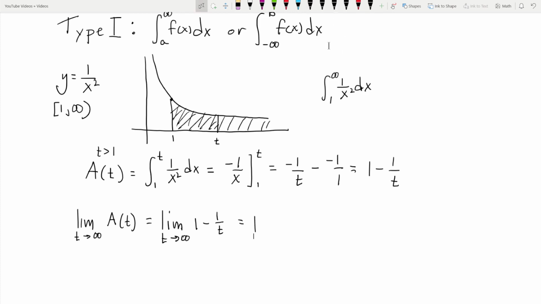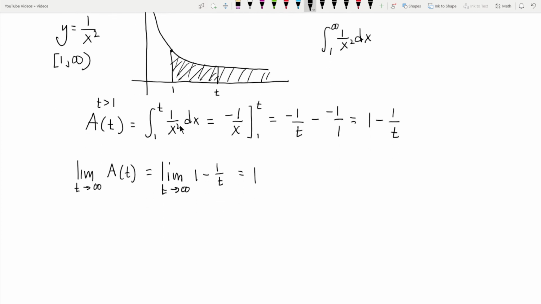So what that means is this develops a way for us to deal with infinite boundaries. Right? So what we have is the integral from 1 to infinity of 1 over x squared dx becomes the limit as t goes to infinity of the integral from 1 to t of 1 over x squared dx. All right, and we saw from just above that that is equal to 1.